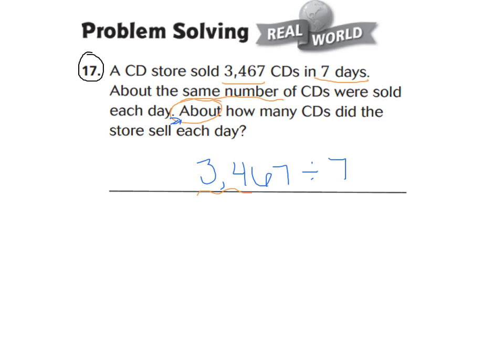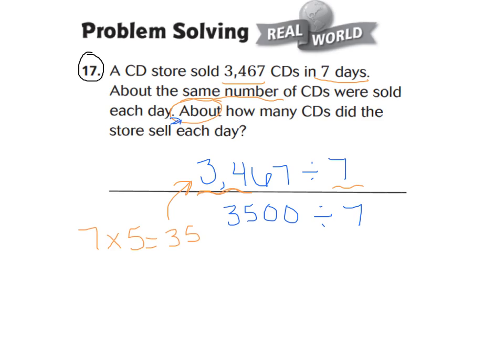Let me underline the 34 and the 7. I need to find a multiple of 7 that is close to 34 to use as my compatible number. Well, I know that 7 times 5 is 35, and that is really close to 34. So I'm going to use my 35 as my compatible number. Now, 3,467 turns into 3,500. Now I'm going to divide this into 7.